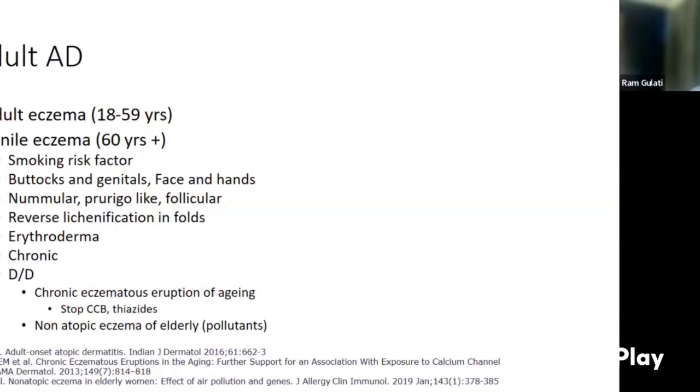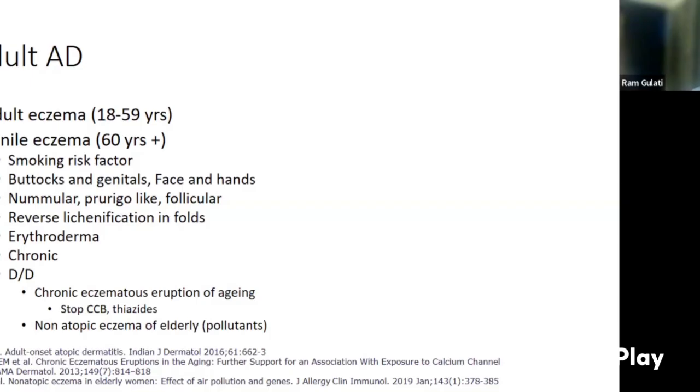There have been a couple of articles, for example, by Summers, who in 2013 showed that with chronic eczematous eruptions which start in these age groups, one has to be wary of drug-induced eczematous eruptions. And they have shown that if the calcium channel blockers or thiazides are stopped, these eczematous eruptions actually settle down. So take a good drug history if you see a person presenting with eczematous processes beyond 60 years of age.